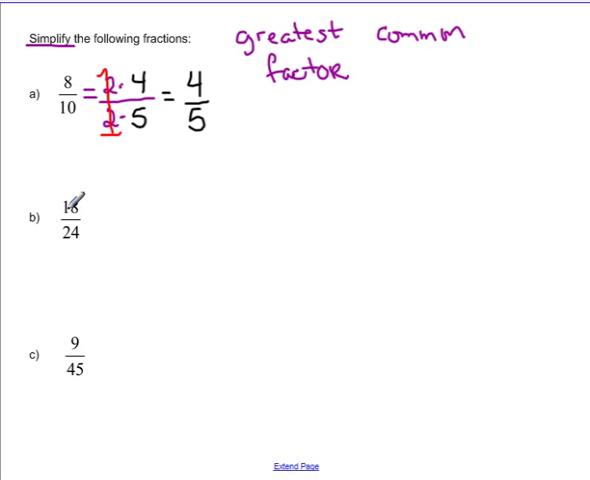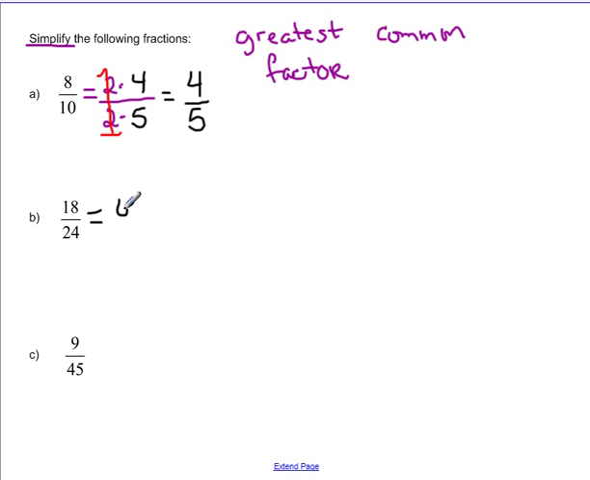In our second problem with 18/24, when we start thinking about what's the greatest common factor, well, 18 and 24 have lots of common factors. 2 goes into both 18 and 24. 3 also goes into both 18 and 24. But when I think about all the different possibilities, the greatest common factor is going to be the number 6. We always want to work with the greatest common factor.